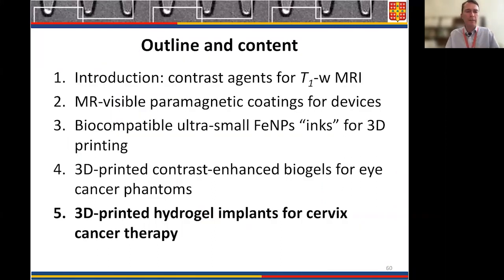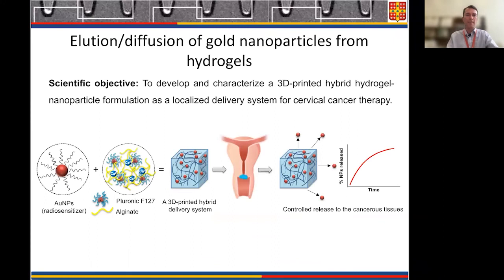And finally, I will take 3 minutes to introduce the last concept, which is the use of hydrogel gold nanoparticles. So hydrogels that contain gold nanoparticles for elution applications oriented to the treatment of cervix cancer. So gold nanoparticles are very efficient dose enhancers in medical physics. So when you bring gold nanoparticles into a flux of high energy photons, gold nanoparticles can multiply the dose into the tissues by a mechanism that will be described in the next slide.